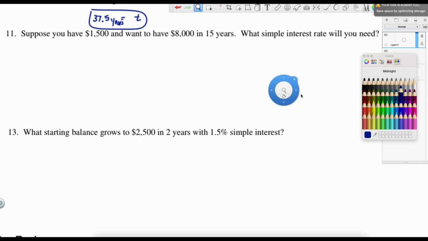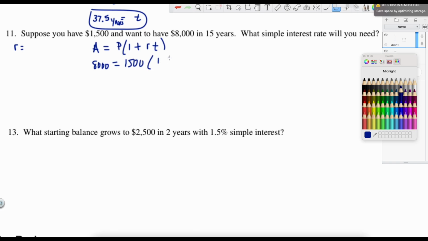Okay, suppose we have $1,500 and we want to have 8,000 in 15 years. What does the interest rate need to be? Okay, we're looking for R again. R is what we don't know. We know T, we know A, we know P. 8,000 equals 1,500 times (1 plus R times 15).